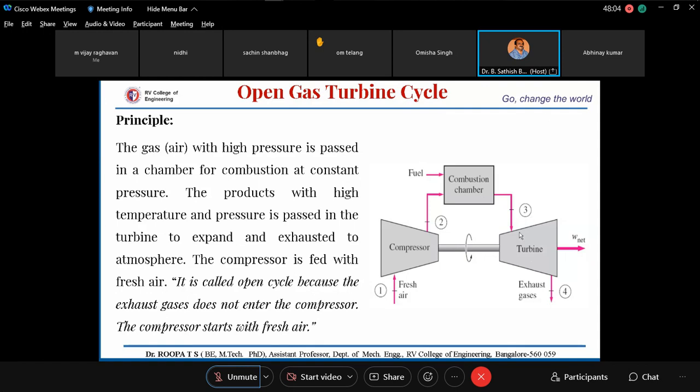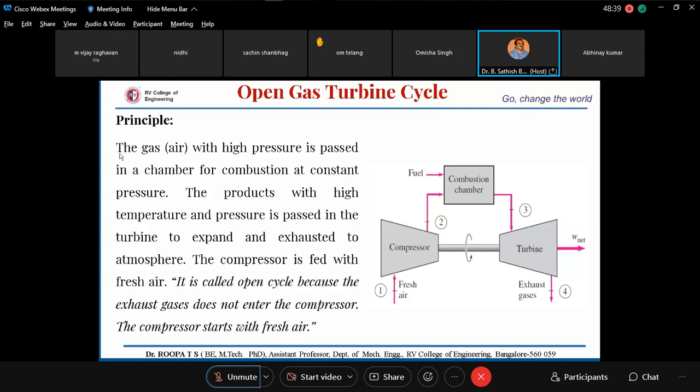Where the turbine is set into motion. The turbine will rotate. Once the turbine is rotated, it will be connected to an output where the external work will be done. Part of this energy is given to run the compressor for the next cycle. That is why both compressor and turbine are coupled on a single shaft. Next, after running this turbine, the gases are sent back to the atmosphere. So this is the entire cycle.